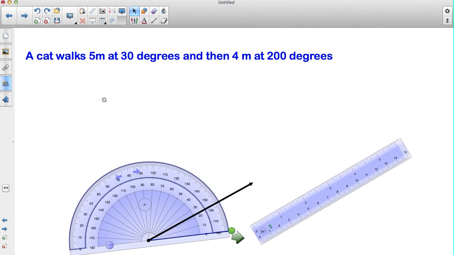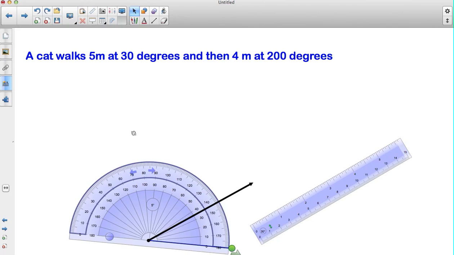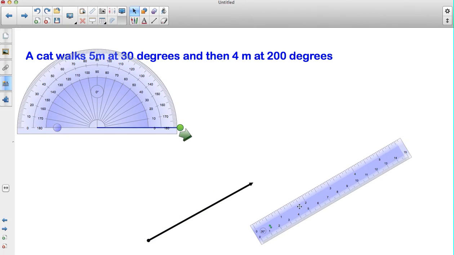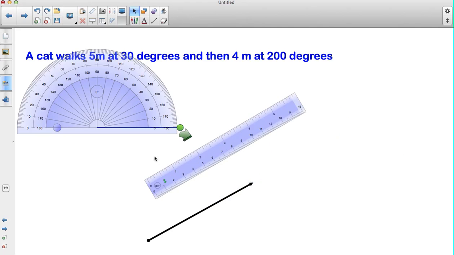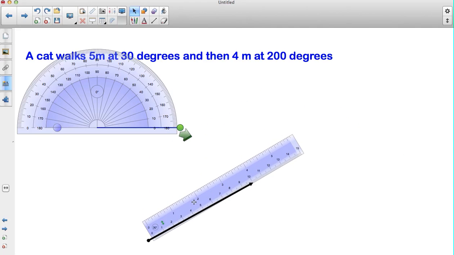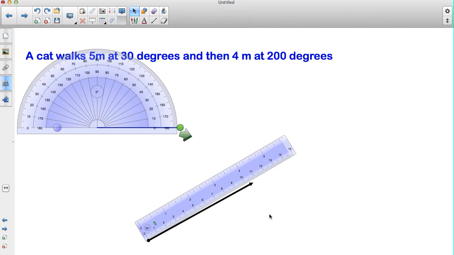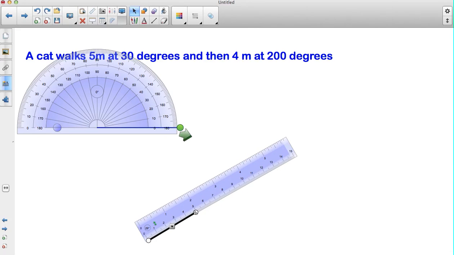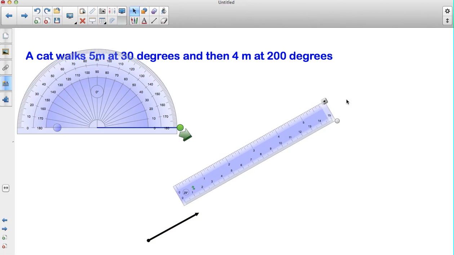I'm going to move my protractor out here. Oh, I don't want to do that. Just got to move it. And then I'll bring this in here. Now it's only 5 meters, and we have that on our scale. So I cheated and worked ahead and put my ruler at 30 degrees, what I thought was 30 degrees. And I want to now shorten this up, so I'm going to make this only 5 meters. Okay, so it's 5 meters at 30 degrees.